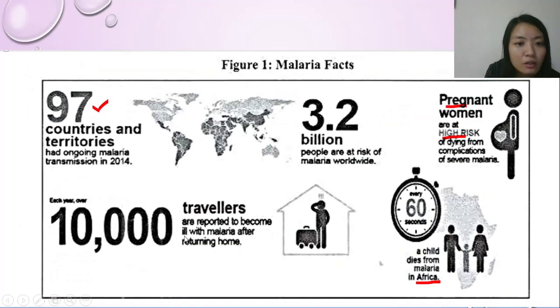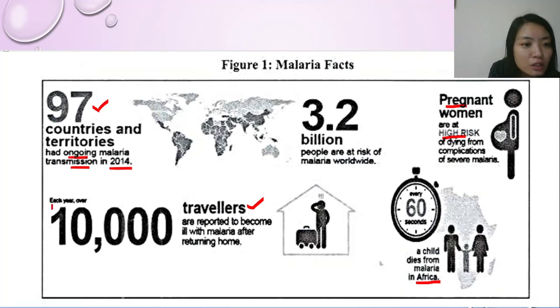Let's go back. Okay, travelers. Each year, 10,000 travelers, okay, you have the keyword here, travelers, are reported to become ill after returning home. Okay, this part of the text and this part of the text are separate. They are not related to each other. This one is about 97 countries. They have ongoing malaria transmissions in 2014. Okay, yeah, so you have 97 countries.